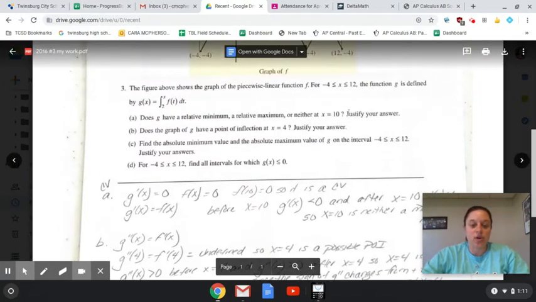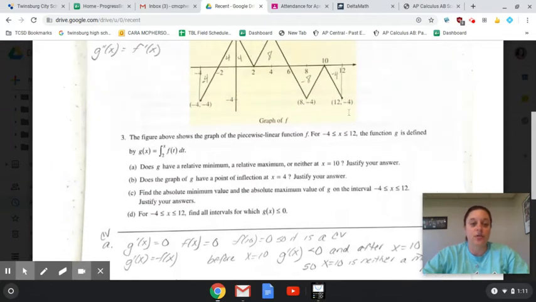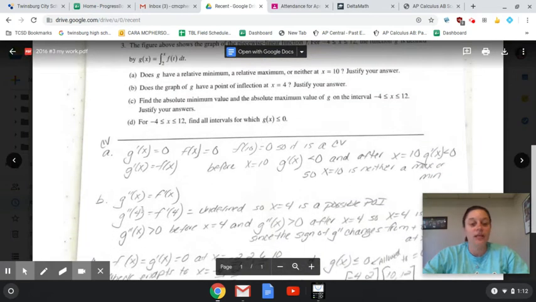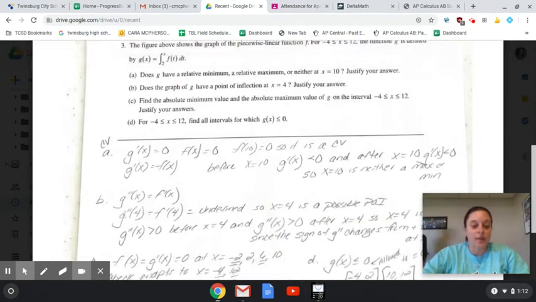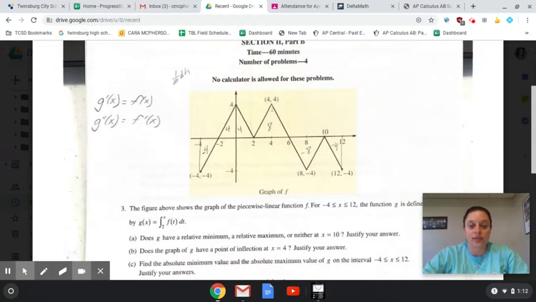Part B wants to know if it has a point of inflection at 4. So point of inflection is the second derivative, so G double prime, which is the same as F prime. So I wrote that again. G double prime of 4, which is F prime of 4. What happens at F prime of 4 is you have a sharp point. So that's a place where the derivative is undefined, which means it could be a possible point of inflection. It has to happen at either when the double prime is 0 or undefined. So it's a definite possibility for a point of inflection.